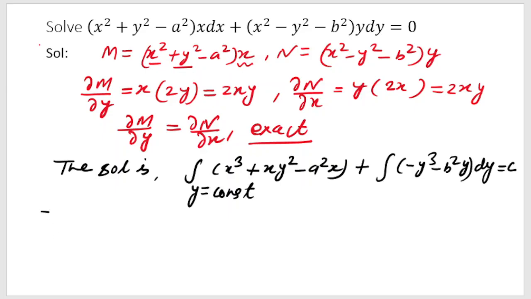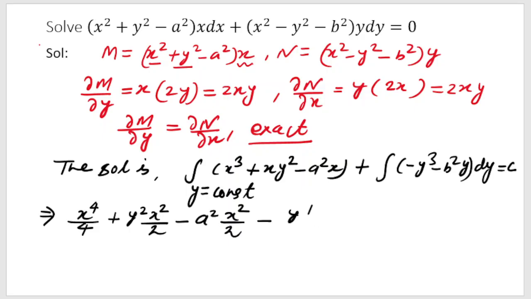Now let us further solve it. So x cube will give me x to the power 4 by 4, xy square, but since y square is constant, I write y square and x square by 2, and minus a square, integration of x will give me x square by 2. In the next we have minus y cube, so it will give me minus y to the power 4 by 4, and minus b square, and y will give me y square by 2, and the whole thing is equal to constant.